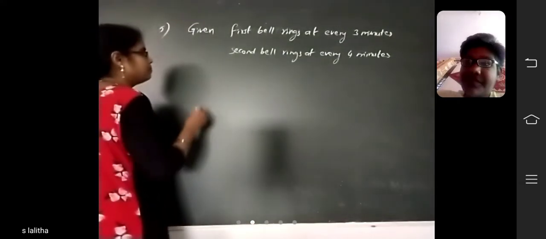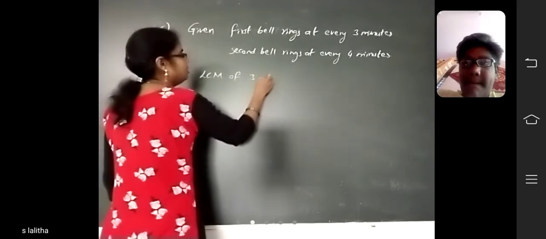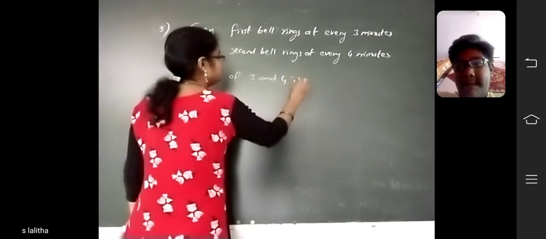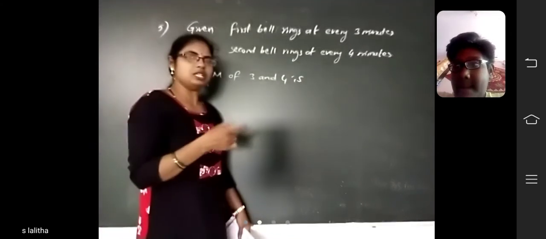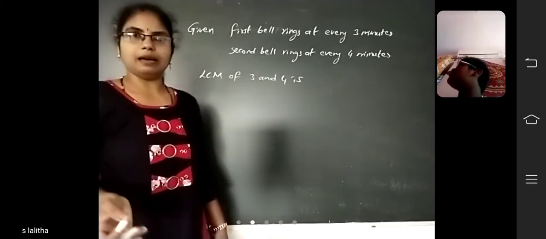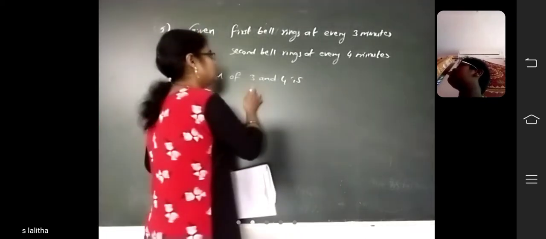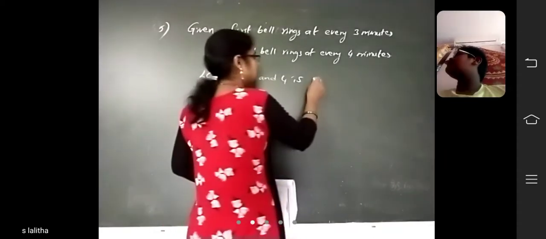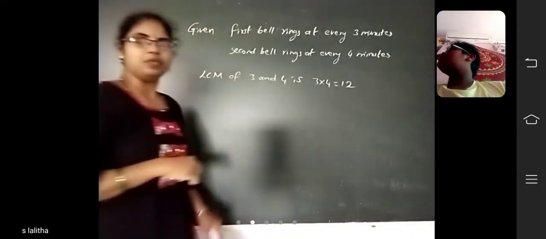Okay, find the LCM. LCM of 3 and 4. Are the two numbers divisible by any number, children? No, it is not divisible by any number. So what can you do? You can multiply those two numbers. So 3 and 4, LCM is 3 into 4 equal to 12. What is the LCM? 12.